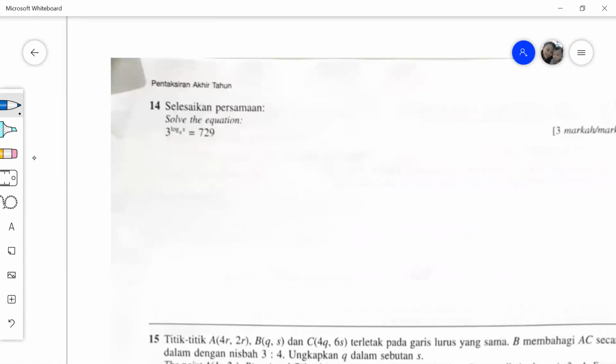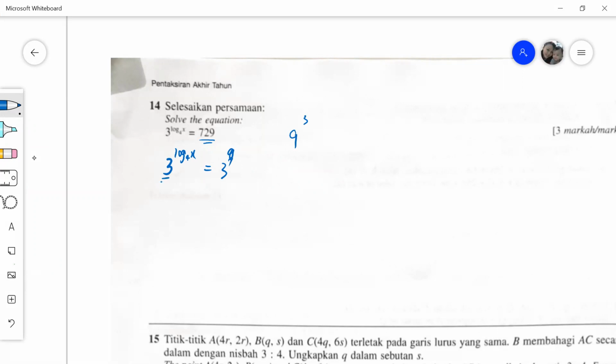Okay, last question. Now over here, 3 and 729. What is the relationship between 729 and 3? 729 can be written in the base of 3. So let's do that. 9 to the power 3, log base 4 of x. This one is 3 to the power of what? 9 to the power of 3. 3 to the power of 6.